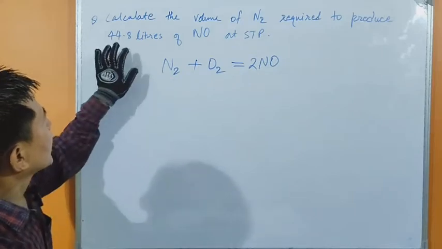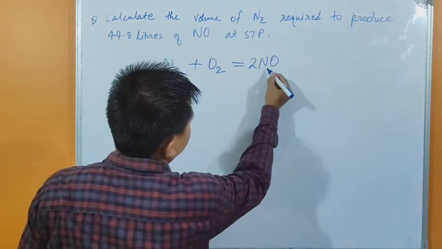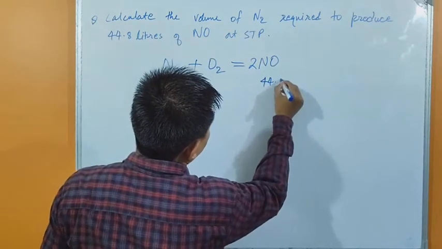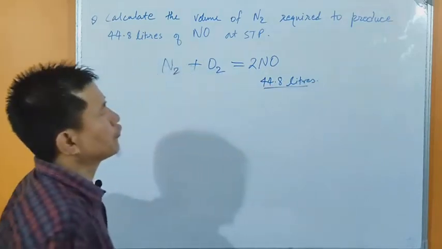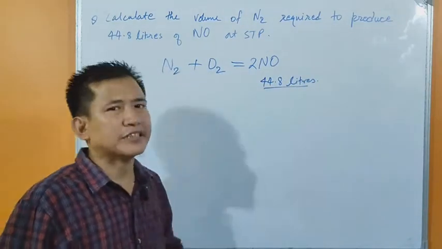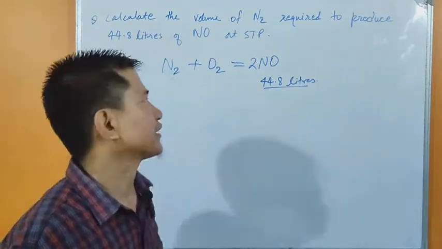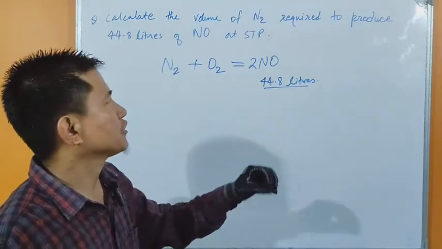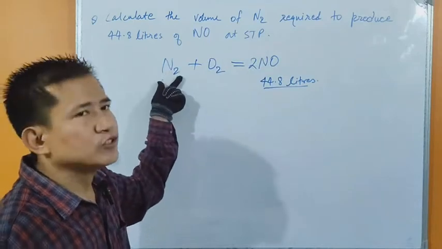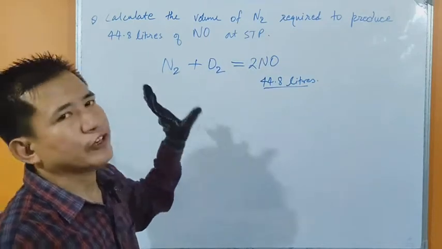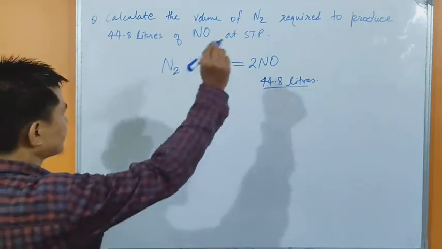Now we are given 44.8 liters of nitric oxide gas. So volume is given to us. We will use the second formula, that is the volume related formula. First of all, our duty is to find the number of moles of nitric oxide, and then we will find the number of moles of nitrogen, and then we will find the volume of nitrogen. Okay, that's my point. Let's begin.